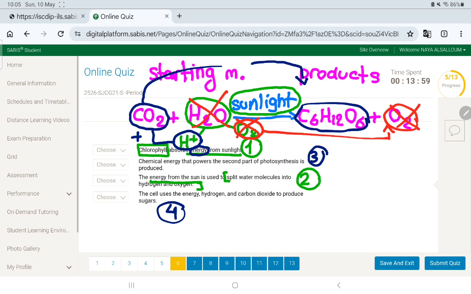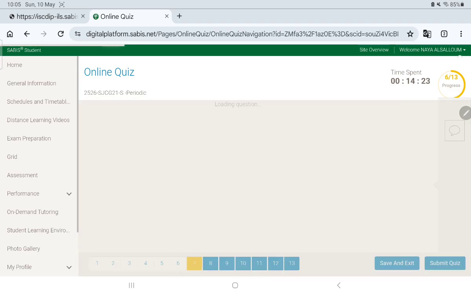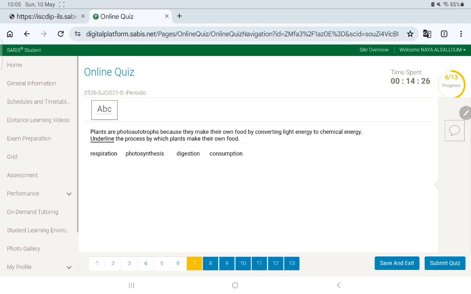This is photosynthesis. So, once again, what do plants need? Sunlight. Stage 1. Using the sun, it will split water. And from the sunlight, you will obviously get a bit of energy to power the second stage. And the cell will use this energy with the carbon dioxide to make the sugars. Plants are photoautotrophs. Now, once again, photoautotrophs, they get their food from light energy.